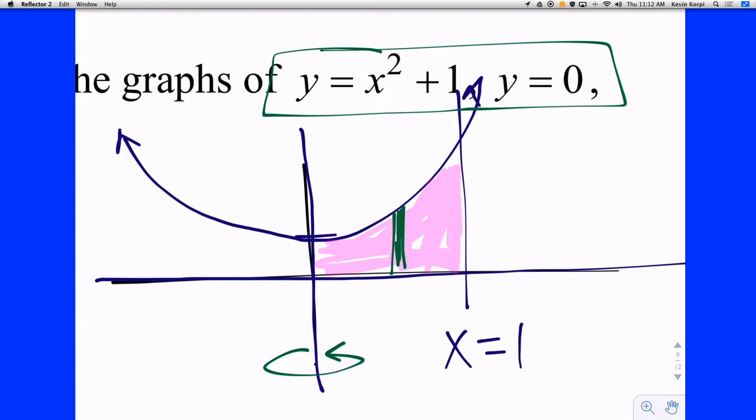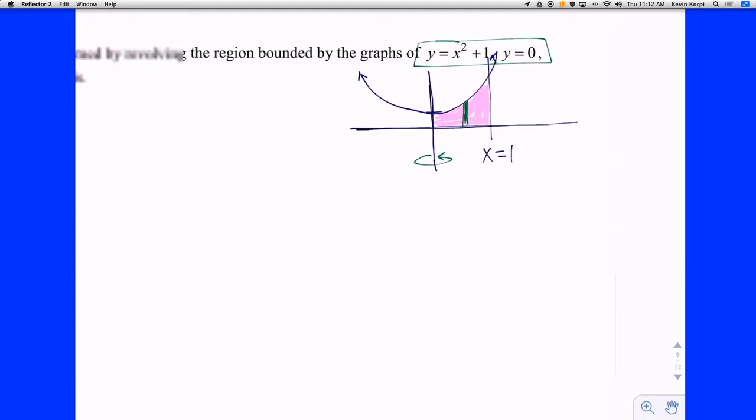If you were to slice it horizontally, it would require two setups, yes? Because it would be vertical line minus vertical line up into the vertex, and that'd be vertical line minus the parabola. Okay, let's go for it.